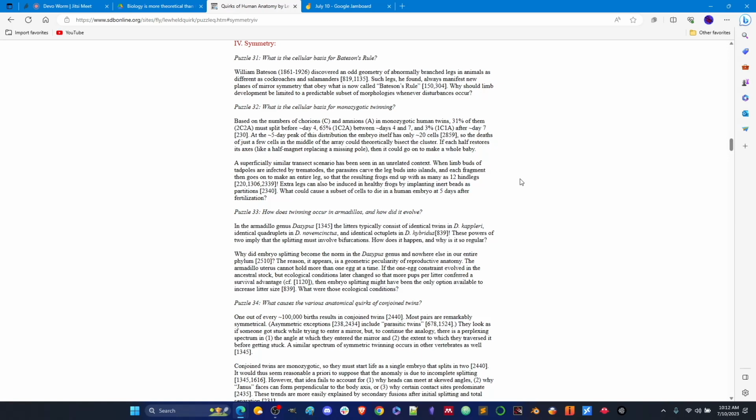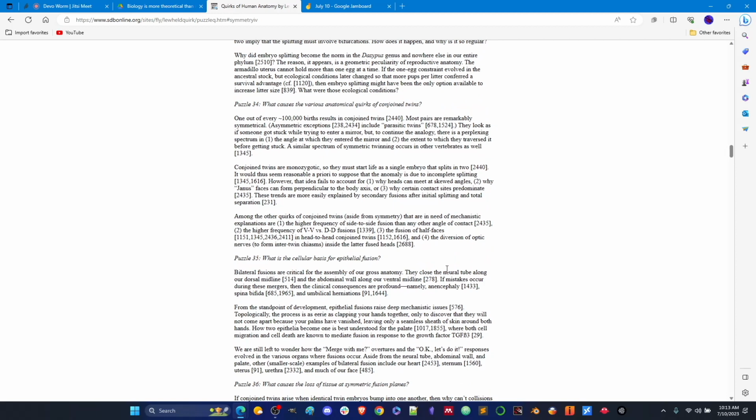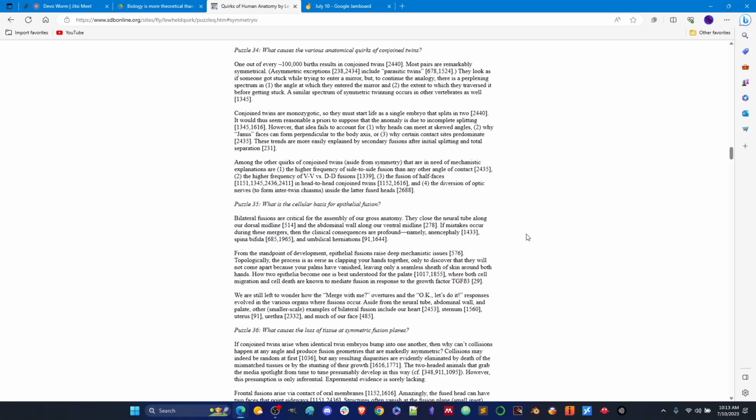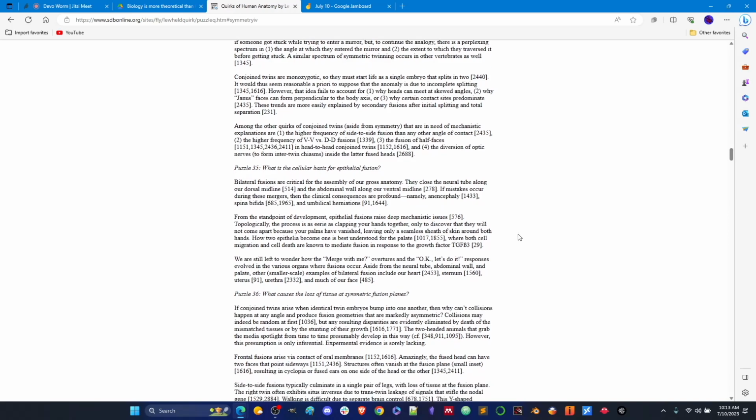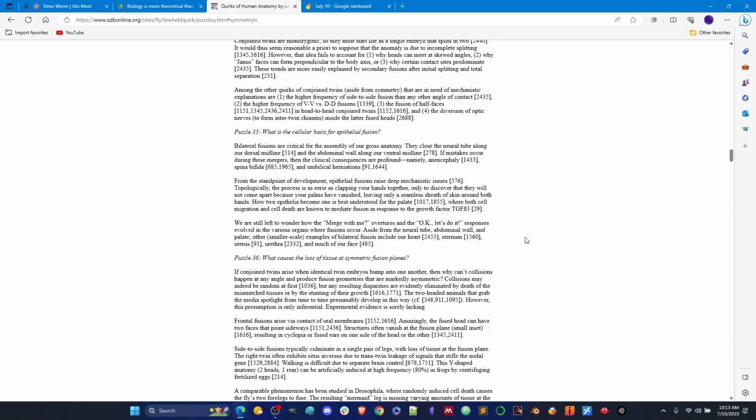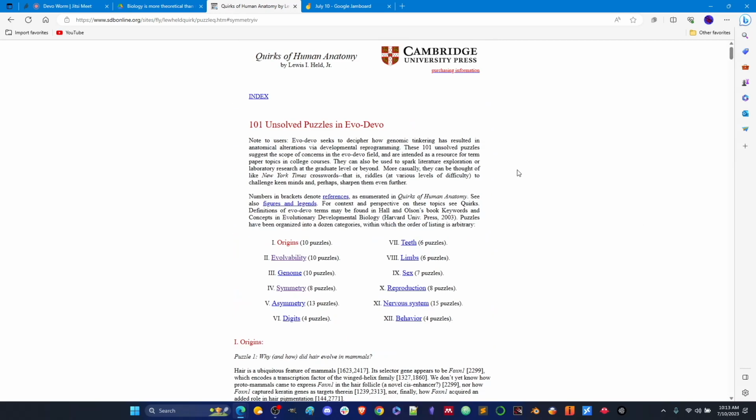what's the cellular basis for monozygotic twinning, how does twinning occur in armadillos. So you go from the level of different traits to the level of things in specific species, to the cellular basis for epithelial fusion. So you have a process where you want to know the mechanism, what causes the loss of tissue at symmetric fusion planes. So you have specific processes and scenarios. And these are interesting because they go through a lot of unsolved puzzles that this author has posed.